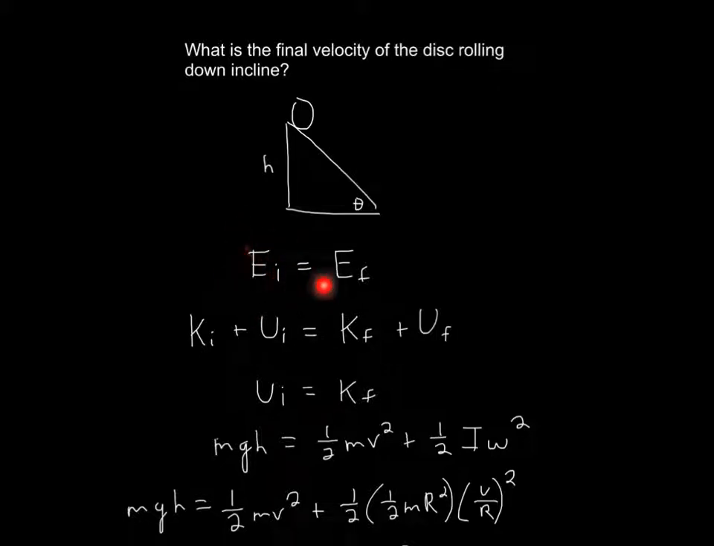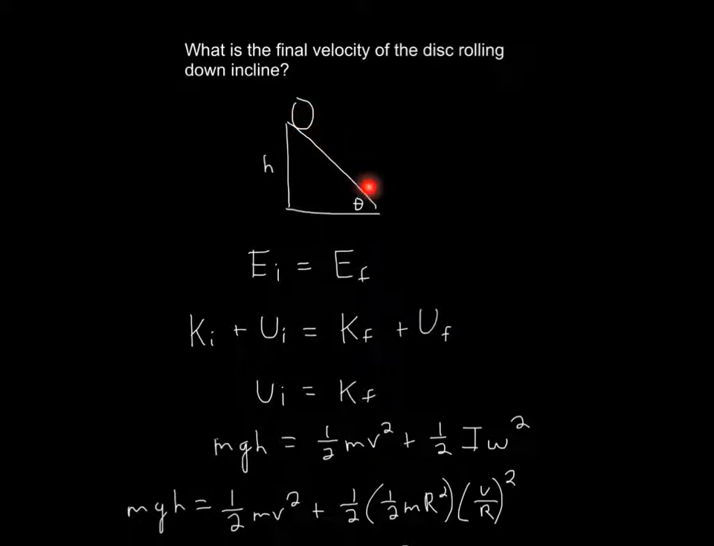Energy is not created or destroyed, so the initial energy will equal the final energy. Energy is composed of kinetic and potential energy, and it will equal the final kinetic and potential energy. Since the disk is at rest, it's not moving, therefore there's no initial kinetic energy, so we can get rid of that. It will only be potential energy.